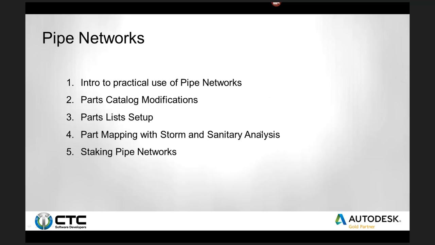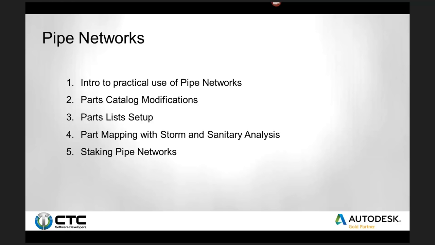So just a small agenda. We're going to start with an intro for practical use of pipe networks. From there, that will lead into some parts catalog modifications. So we'll jump into Part Builder for that, and we'll do that on the fly. We'll see odd things that show up. We'll be starting with an out-of-the-box catalog and talk about common ways to manage that stuff. And what we'll find is a lot of that stuff ties back to the catalog itself, and we'll define what that is a little more as well.